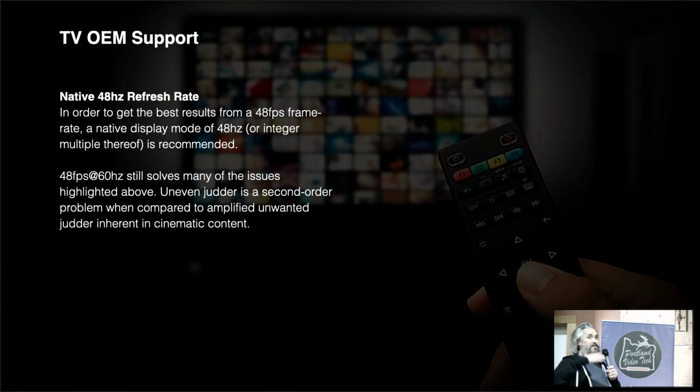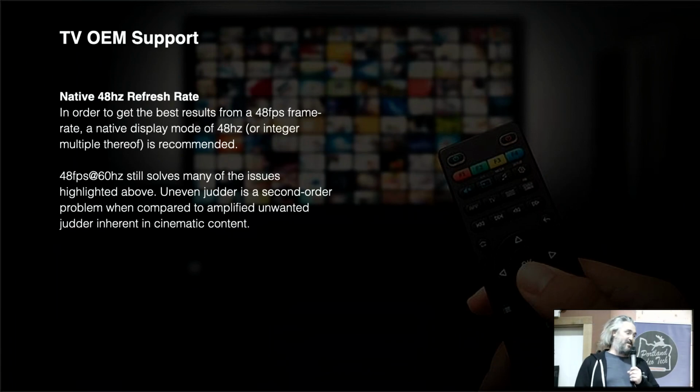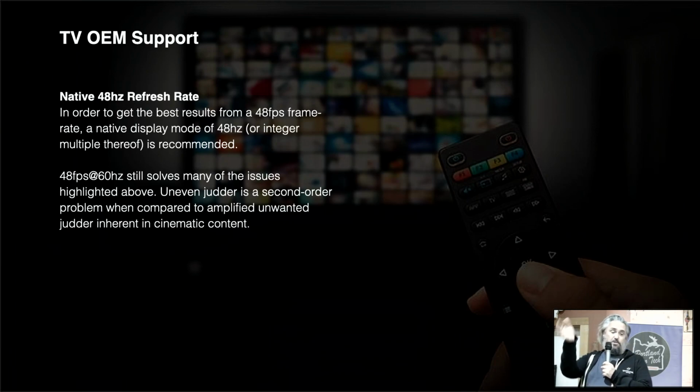But it's not particularly well aligned with the refresh rates on most TVs. There's a lot out there that do 24. And of course, it doesn't have to be 48. It could just be an integer divisible number of 48 as well. That being said, I've seen motion graded content at 48 frames per second running at 60 hertz. And whilst yes, you are going to have some pull down, uneven judder introduced by the disparity between the frame rate and the refresh rate of the TV.